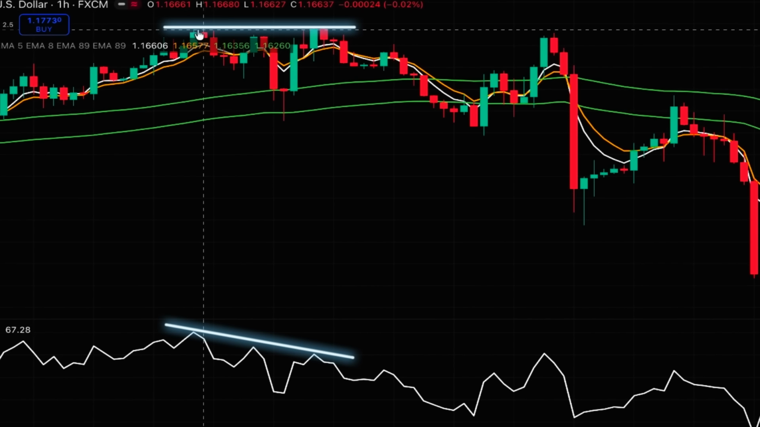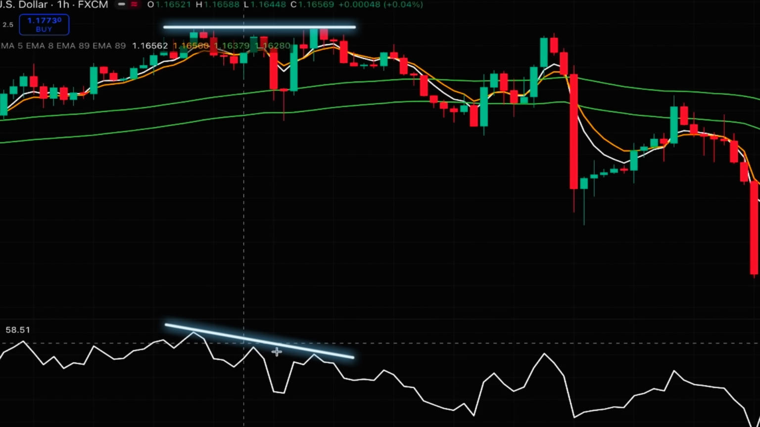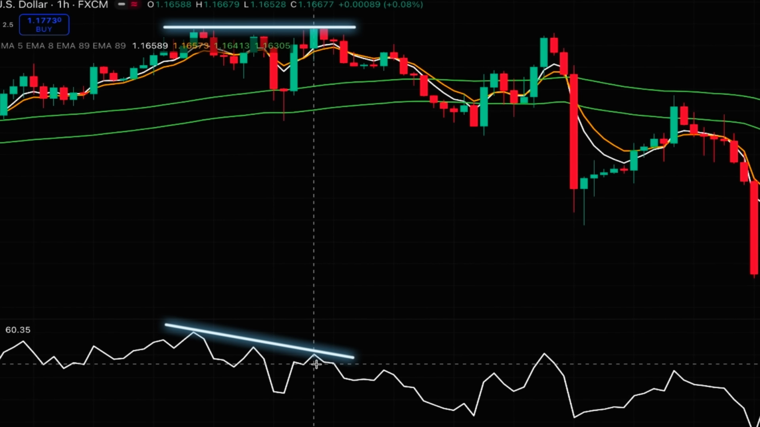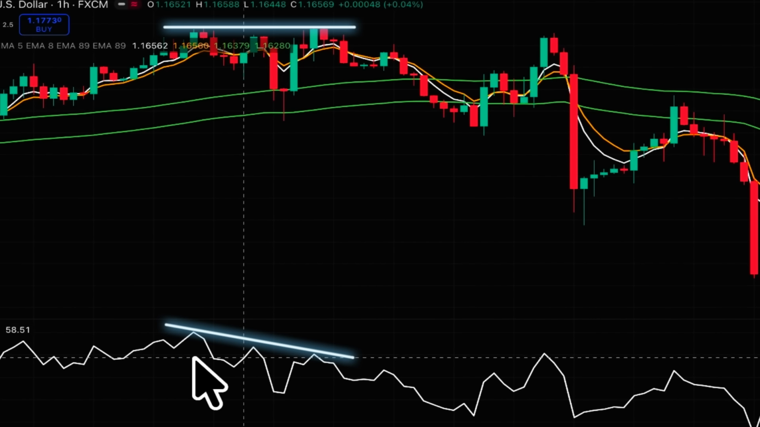You can see that the price made the same level, but here RSI didn't follow and it made a lower high. This is called bearish divergence, and it gives the possibility of reversal. So until here we have two reversal signals. The price went below the green channel, and before that we had RSI divergence.